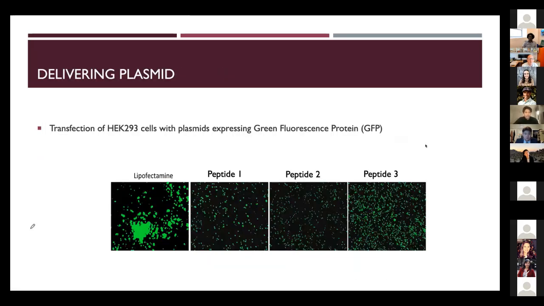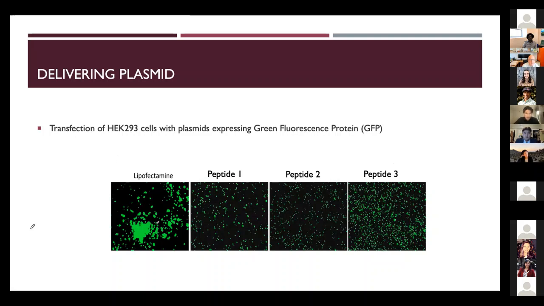So to demonstrate efficient plasmid delivery, we exposed our HEK293 cells to plasmids expressing green fluorescent protein. And we evaluated protein expression as a successful sign of transfection by using fluorescent microscopy. So here are the different delivery systems that we use. We use Lipofectamine, and these three peptides are hybrid peptides. Unfortunately, I couldn't disclose the names of them because they are patented by Dr. Montazeri's lab.